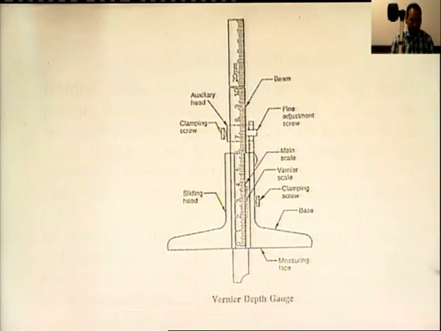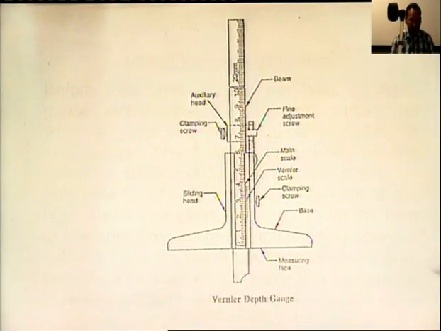So, if we discuss the use of this vernier depth gauge, before measurement with the help of this depth gauge, ensure that the reference surface on which the base of the depth gauge has to rest is flat and square. The base is held firmly on the reference surface and beam is lowered into the hole until it contacts the bottom surface of the hole.